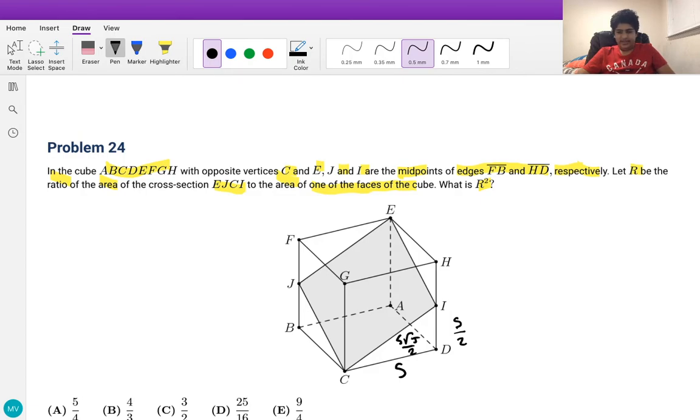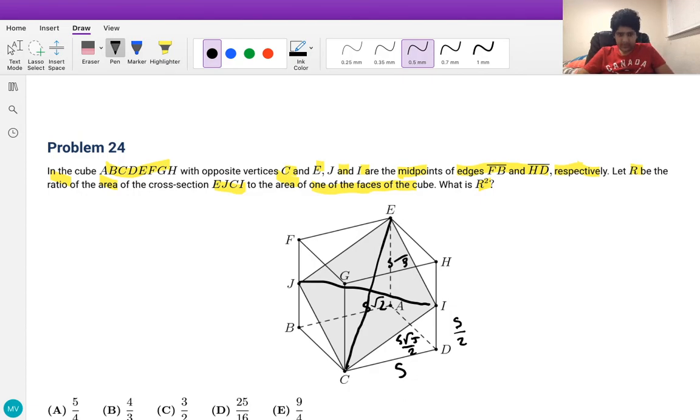So now we know the sides, but that's not actually important to finding out the area of the rhombus. What is important are the diagonals, IJ and EC. Well, we note that IJ is the same as BD, since I and J have the same vertical coordinate. This means that JI is just going to be S√2. Now if we look at EC, this is just the space diagonal of the cube, or side length times √3.